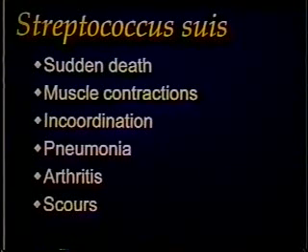Streptococcus suis produces a disease in pigs, as the name would suggest, and this is particularly serious in young pigs, resulting in a septicemia causing sudden death in the pigs. We may also have less serious effects of the infection, such as arthritis signs.